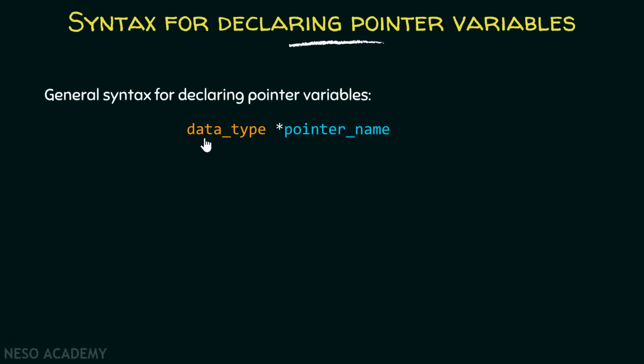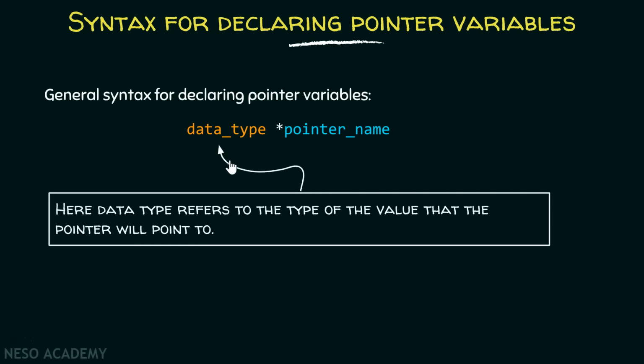We first have to specify the data type, then the star, and then the name of the pointer. Here the data type refers to the type of the value that the pointer will point to. Please remember that a pointer variable does not have its own data type because it always contains the address of some other object, right? As it always points to some other object, therefore the data type of that object we have to mention over here. Okay?